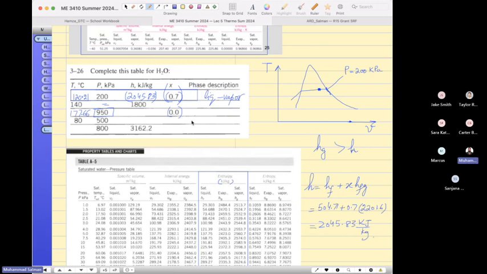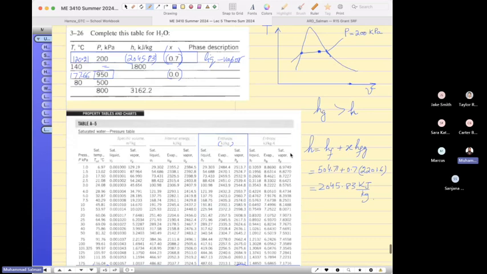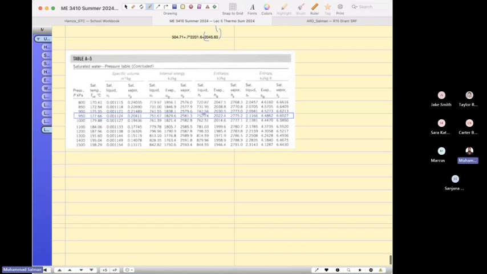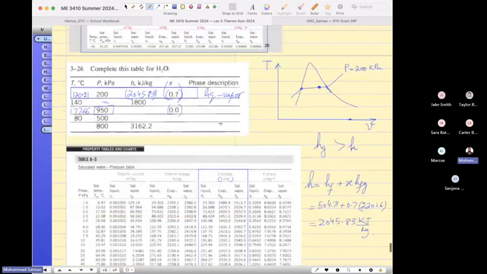This is zero. Look, zero means it is exactly on the saturated liquid line. So we need to have hf over here. So what is hf here? 752.74. This is our answer, 752.74. And this is a saturated liquid line.